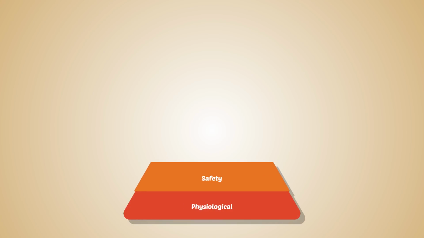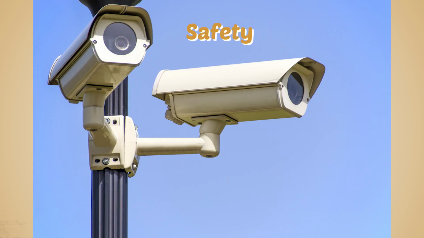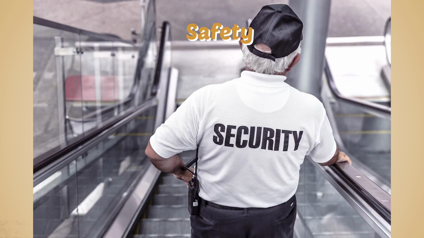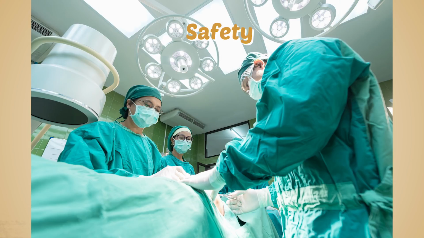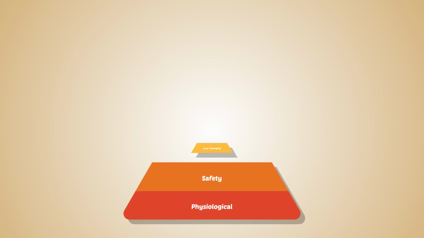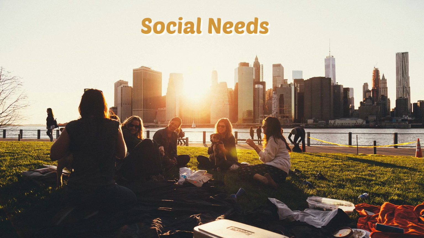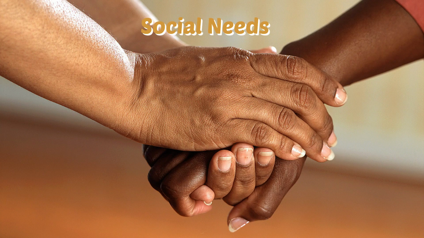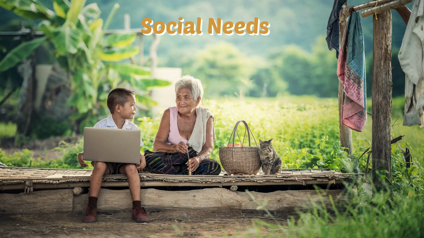The next one is the safety and security needs. With these, humans need to feel safe and secure. They want stability, they want order, they want protection. That is the safety need. The next level is social needs, or the sense of belongingness. Humans need affection. We need to be loved. We need a sense of community. We want a sense of belonging. That is the social need.